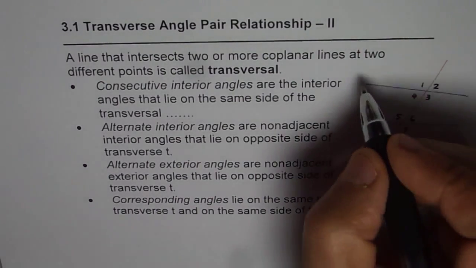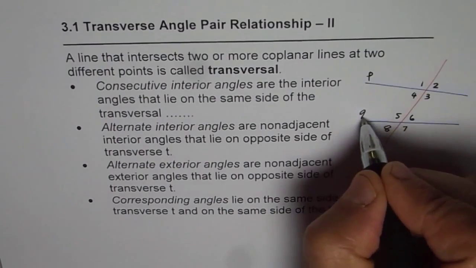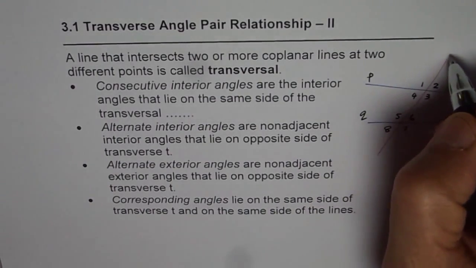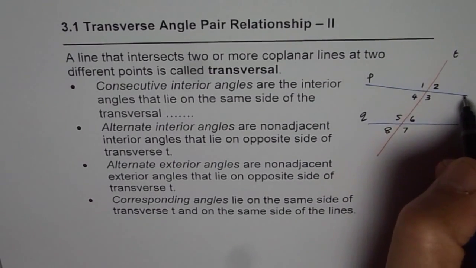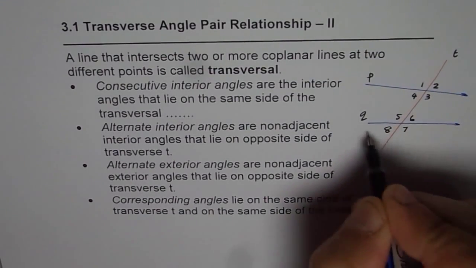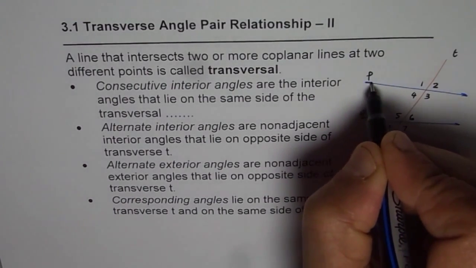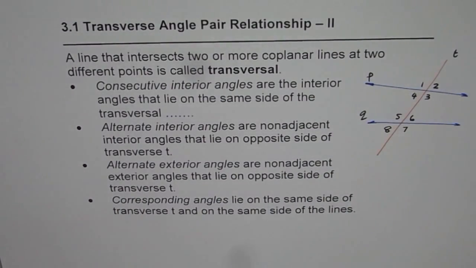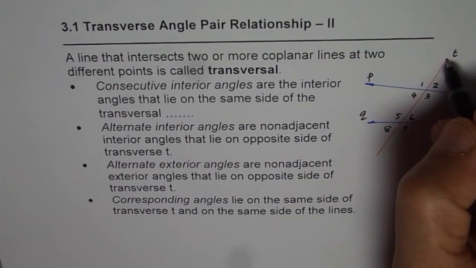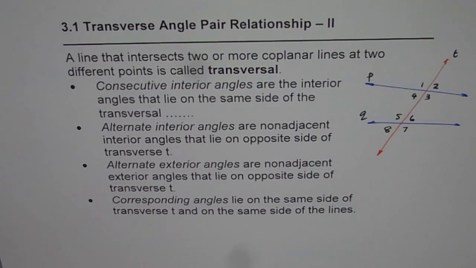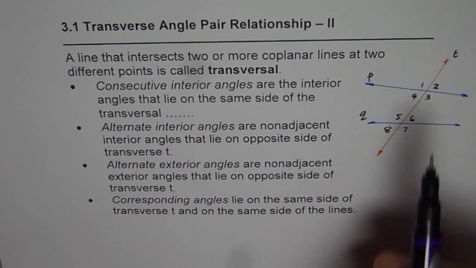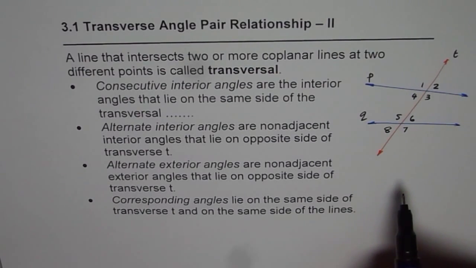Let's label the lines as P and Q and the transversal line as T. It is always good practice to draw arrows at the end of the lines. Since these are our initial lectures, we should be very particular about it. Now in this video, we are going to understand the relationship between these angles.